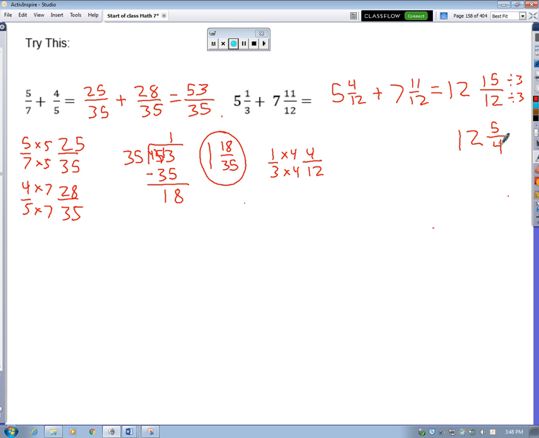Let's take 5 divided by 4. Okay, I'll just show that over here really quick. Goes in there one time, take away 4, you get a remainder of 1. So making that into a mixed number is 1 with my remainder 1/4. Okay, that's how we change the improper fraction. Now let's just take this whole number 12, add it to the whole number 1, so we end up with 13 and 1/4.